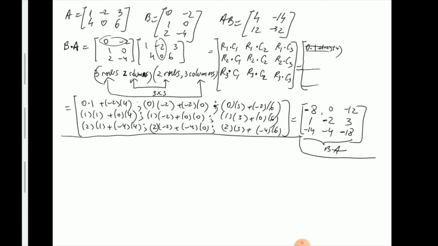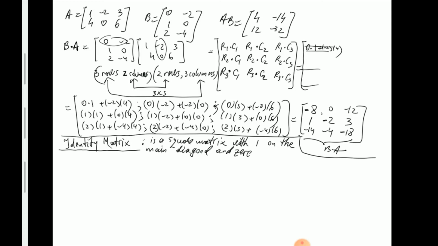All right, so the last remark I want to make, which will come in handy later, is an important definition. There is something called the identity matrix, a matrix that plays the role of 1 for square matrices. So this type of matrix is a square matrix. Let's actually define it. It is a square matrix with 1 on the main diagonal and 0 elsewhere.